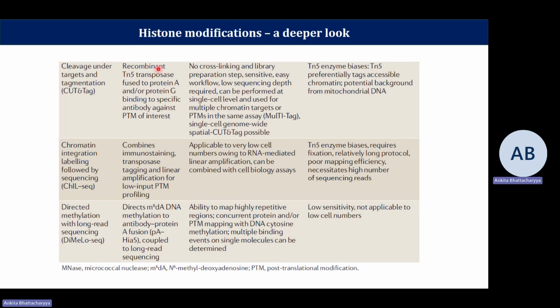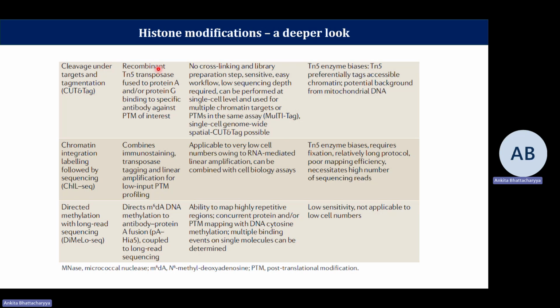PTMs in the same assay, single cell, genome-wide, spatial CUT&Tag is also possible. Tn5 enzyme biases: Tn5 preferentially tags accessible chromatin. Potential background is possible from mitochondrial DNA. So these are some disadvantages.